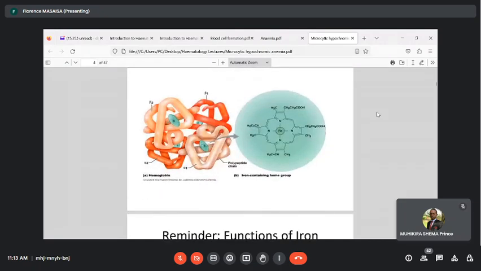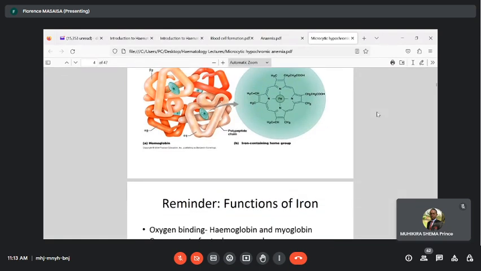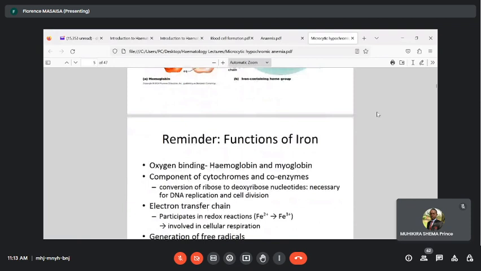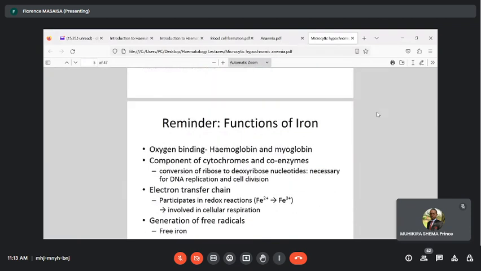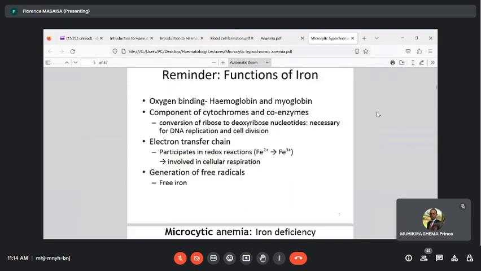So again, this is iron containing heme, and we see how iron is very important in hemoglobin components. So what is the function of iron? It is oxygen binding, in hemoglobin and myoglobin. It also plays a role in the cytochromes and coenzymes, by conversion of ribonucleotides to deoxyribonucleotides, which is necessary for DNA replication and cell division, but also it plays a role in transferring electrons from some reactions.